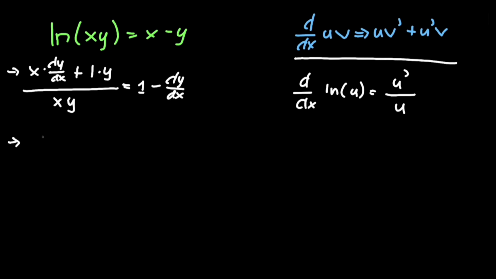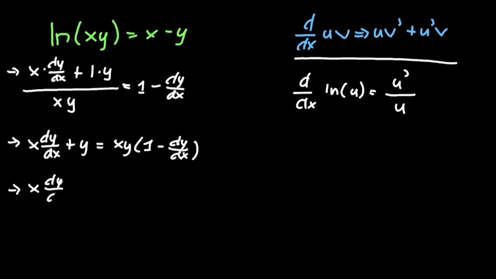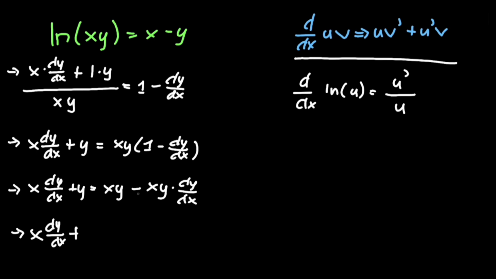Multiply xy by both sides, so you will get x multiplied by dy/dx plus y equals x multiplied by y multiplied by 1 minus dy/dx. Distribute it, so you will get xy minus x multiplied by y multiplied by dy/dx. Put all dy/dx on the left side, so you will get x multiplied by dy/dx. And since this is negative, put positive on the left side, plus x multiplied by y multiplied by dy/dx is equal to negative y plus x multiplied by y.